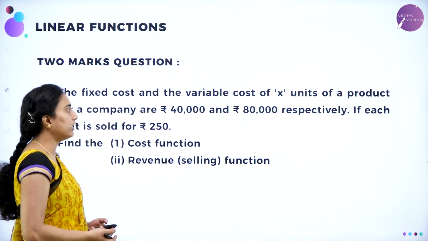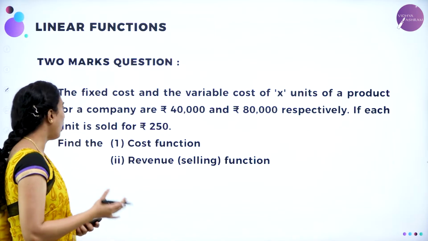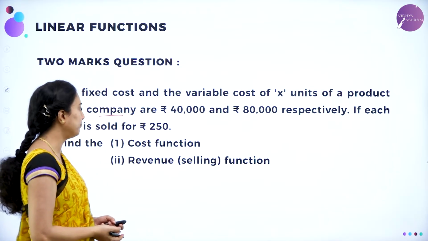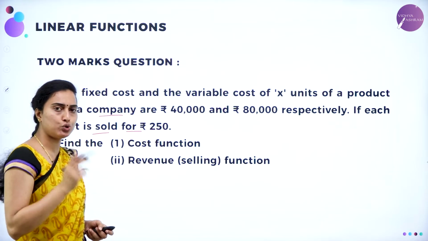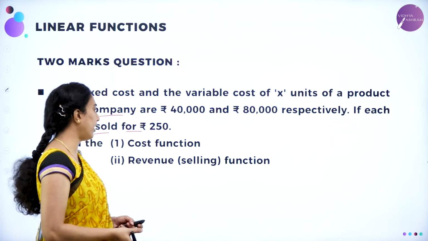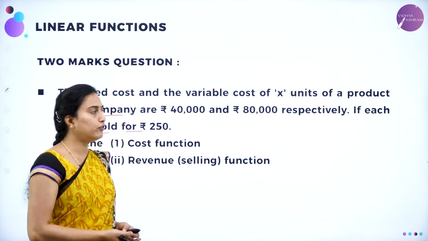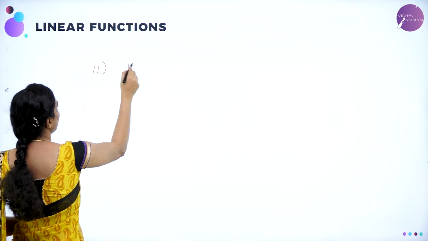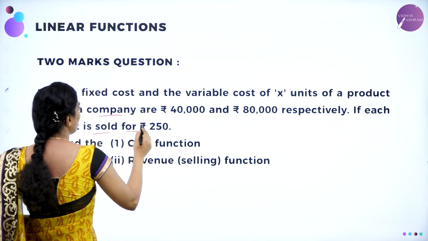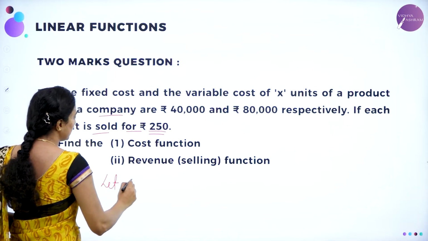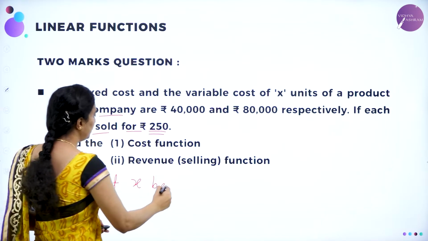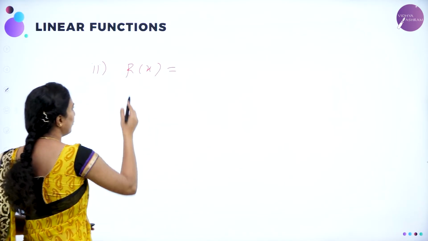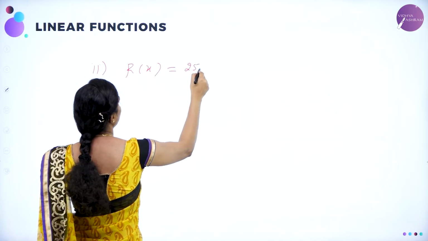The fixed cost and the variable cost of X units of a product for a company are 40,000 and 80,000 respectively. If each unit is sold for rupees 250, find the cost function and the revenue function. The revenue function is R of X, which is sold at rupees 250. Let X be the units sold. So R of X will be equal to 250 into X.